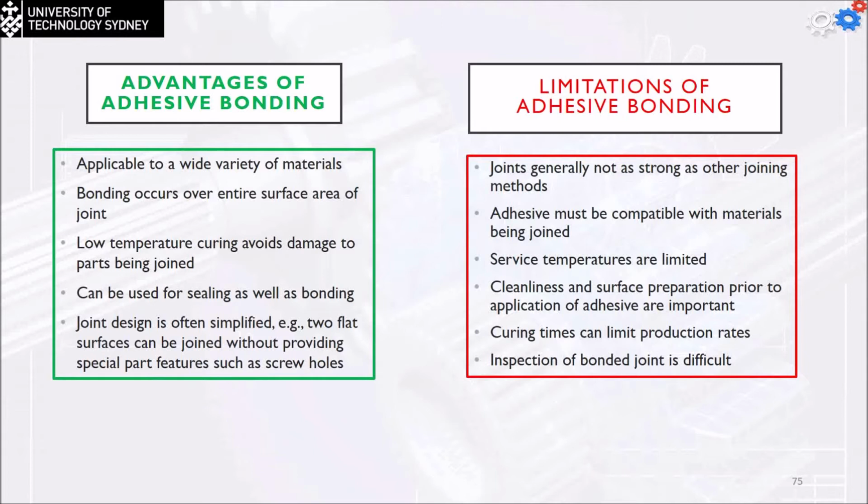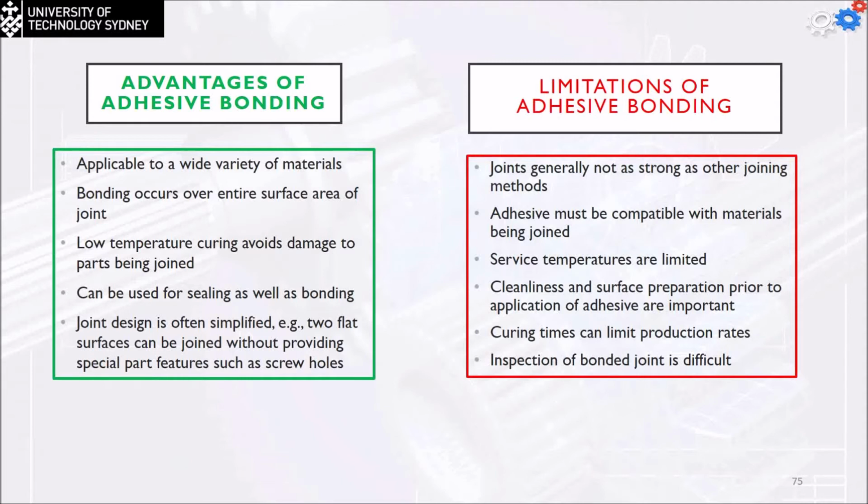For example, two flat surfaces can be joined without providing special part features such as screw holes. The limitation is that the joints are not as strong as with other joining methods. The adhesive must be compatible with the material being joined, the service temperature is limited, and cleanliness and surface preparation prior to applying the adhesive are very important. Curing time can limit the production rate, and we need to inspect the bonded joints, but that is usually difficult.